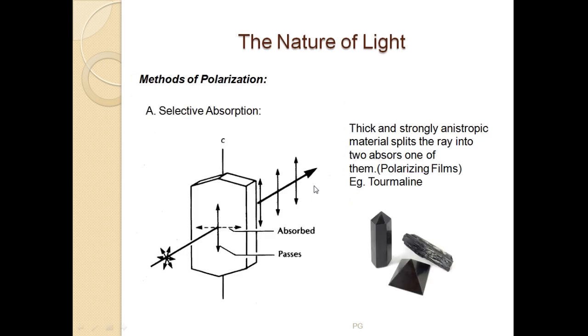So there are different methods of polarization of light. The first one is selective absorption. In selective absorption, we use thick, anisotropic materials like tourmaline. What happens is this: when an unpolarized light enters these crystals, it splits into two rays, and one of the rays is absorbed, and the ray that comes out from the crystal is plane polarized. Like in this case, the unpolarized light is split into this ray and this ray, and among them this ray is absorbed and the ray that comes out has a single plane of vibration.